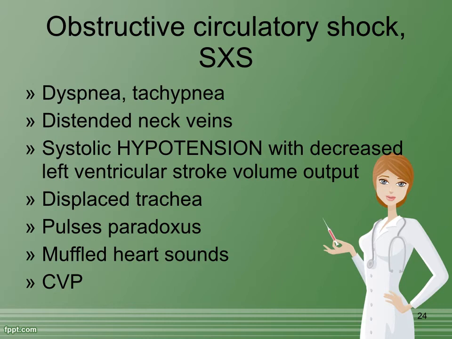When blood flow through the lungs is compromised by a pulmonary embolus, air can't get into the lung for diffusion of oxygen into the blood. So the patient is having dyspnea or tachypnea. Let's go to the next slide.